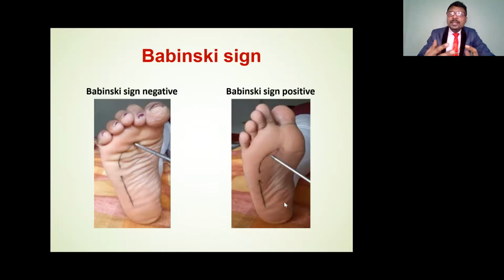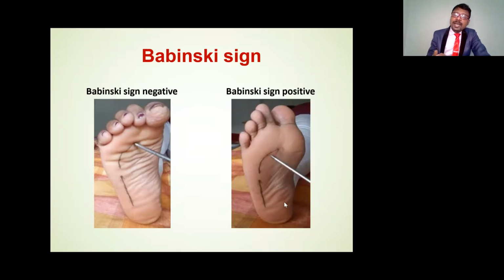That means before 3 years, the myelination process is not completed. That is the reason they are going to get the extension of the big toe. So the Babinski sign is going to be positive in kids, but this is normal. That is not a pathological sign. If it is positive after 3 years or in an adult, it indicates an upper motor neuron lesion, either a brain injury or a spinal cord injury.